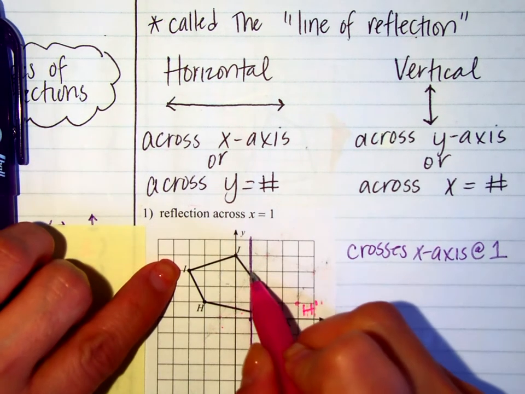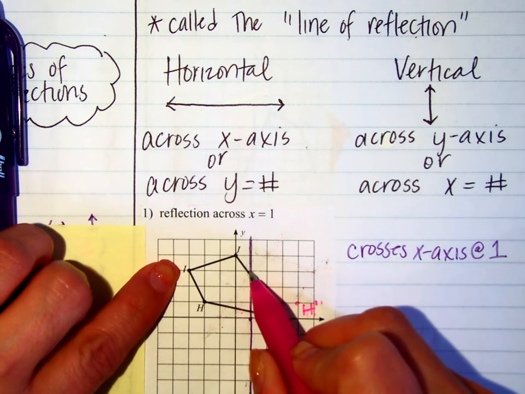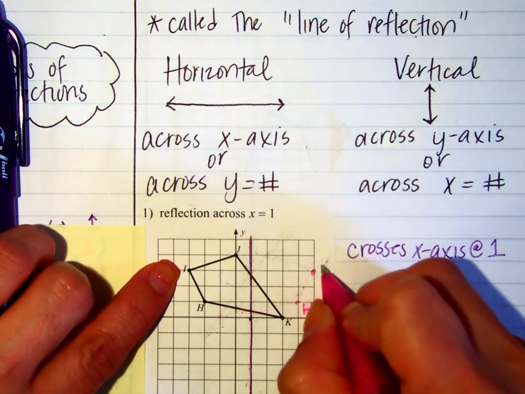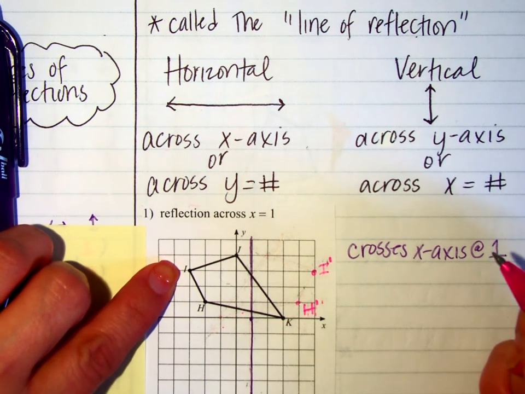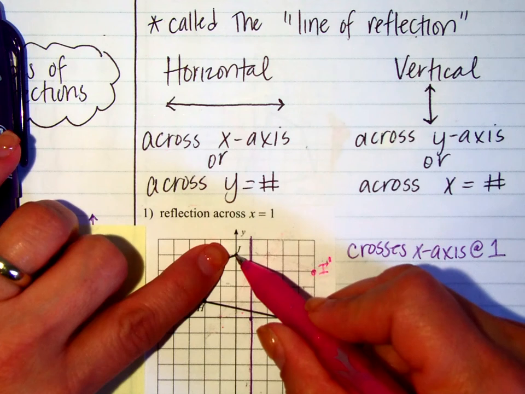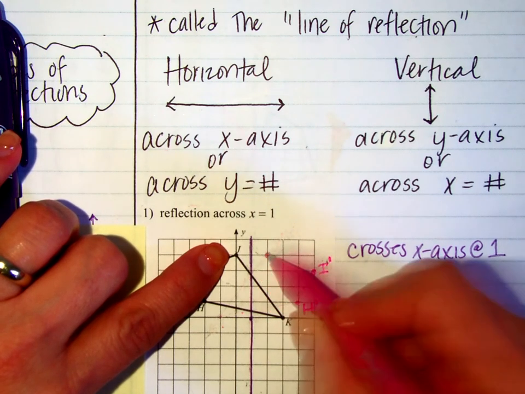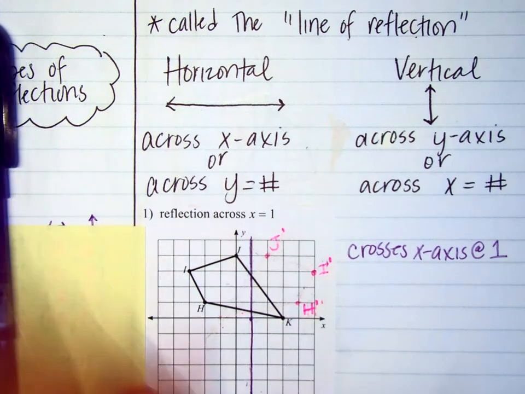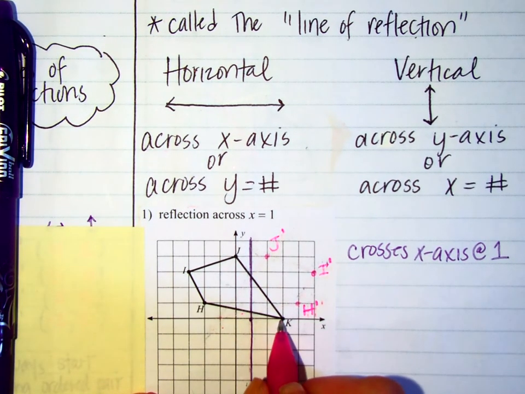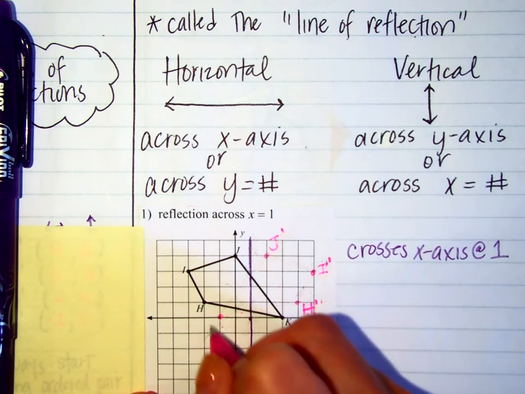For I, we count. We are 1, 2, 3, 4 spaces away. That means we're going to go 1, 2, 3, 4 spaces to the right. And this is I prime. For J, we are 1 space to the left from the line of reflection, so we are going to move in the opposite direction to the right 1 space. This becomes J prime. And now K is on the right-hand side this time, and it is 2 spaces away. So I must go in the opposite direction to the left 2 spaces to find K prime.